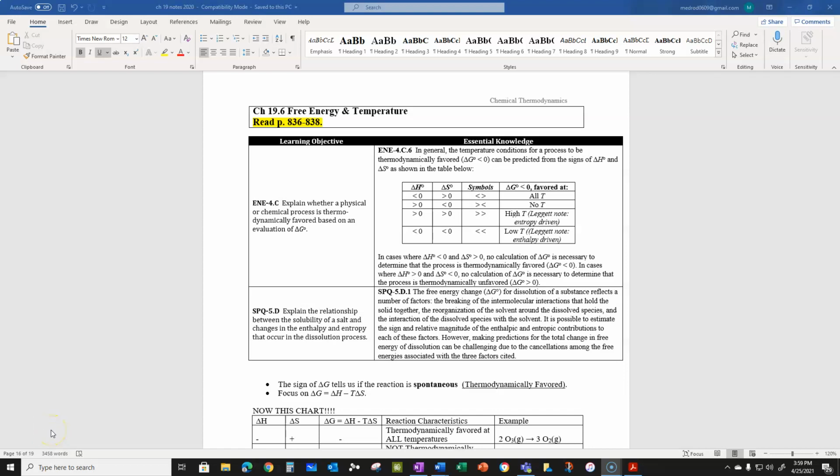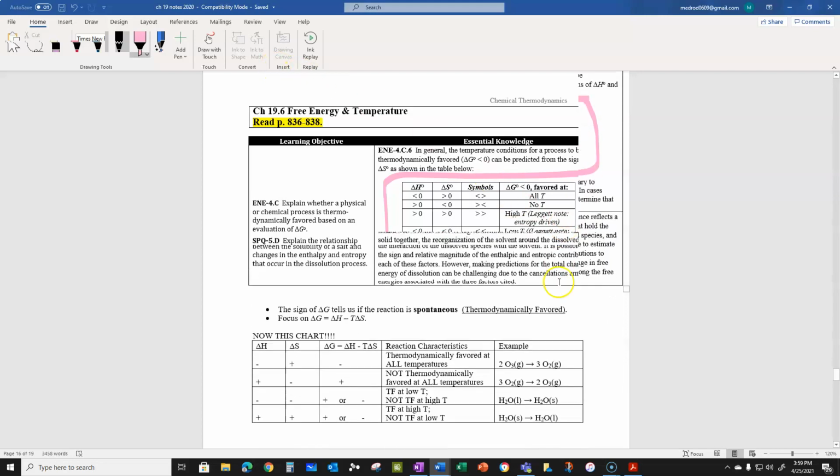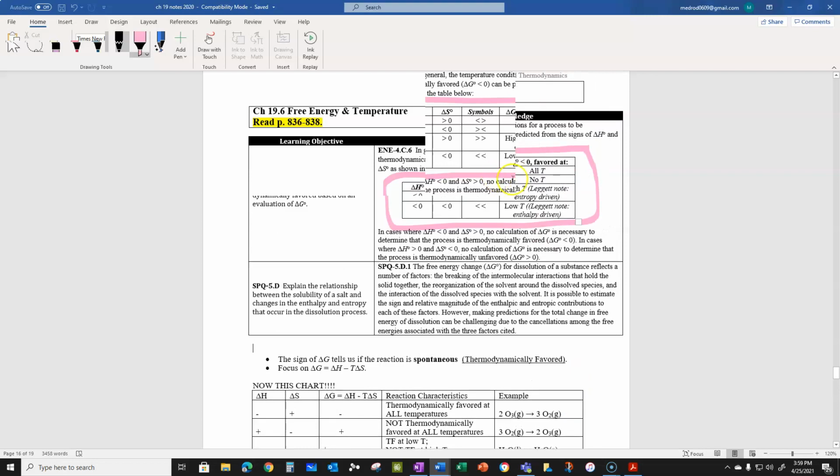Alrighty, P 19.6, free energy and temperature, which means now we're going to start to change that temperature. If there is ever a chart that is beyond important, it's this one. Okay, and I even put it down below. This is the one that the AP curriculum gives us, but I've always used this one down here at the bottom, but it's the same thing.